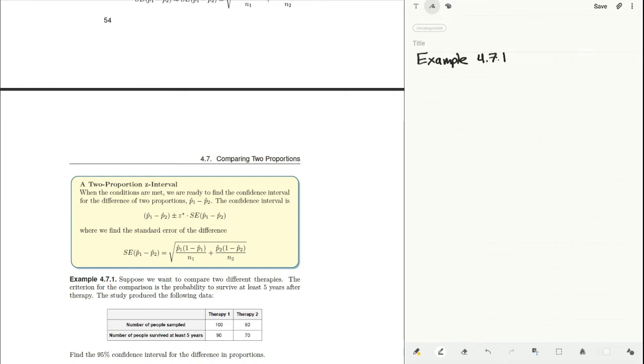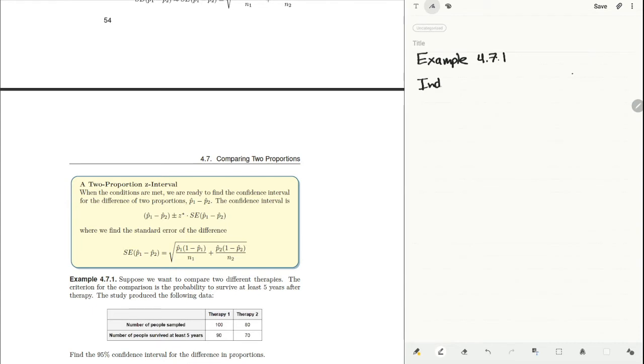Let's suppose that we want to compare the effectiveness of two different therapies. The criterion for comparison is the probability to survive at least 5 years after the therapy. And so we obtain the following data. So let's determine a 95% confidence interval for the difference in their proportions. So let's first check the assumptions and conditions that are needed for finding the confidence interval.